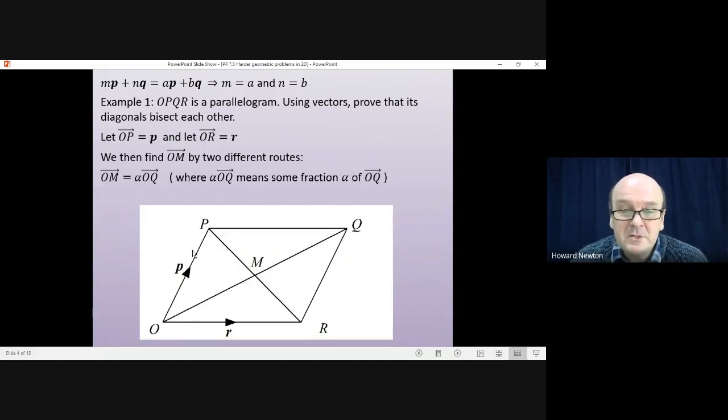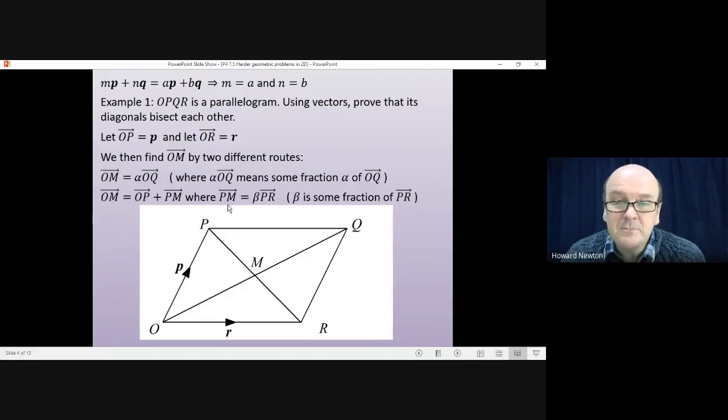We then do the same thing, but using the other diagonal. So we'll go from O to M again, but this time by going from O to P and then P to M. And we use the same idea with PM. We say PM is some fraction of the way along PR. So beta again is a fraction, and it could be 1/3 of the way along PR, it could be 1/4 of the way. We're trying to prove that beta is 1/2, that it's 1/2 of the way along PR. And if that's the case, then M will be the midpoint of PR. And if both alpha and beta are equal to 1/2, that'll mean that the diagonals must bisect each other. Now that's the idea. I'll let you have a go at working that through in practice.